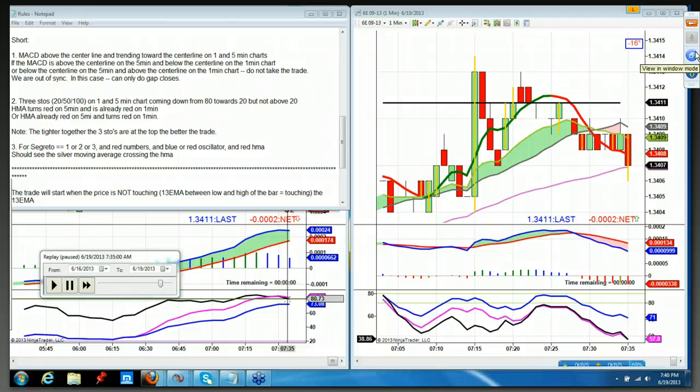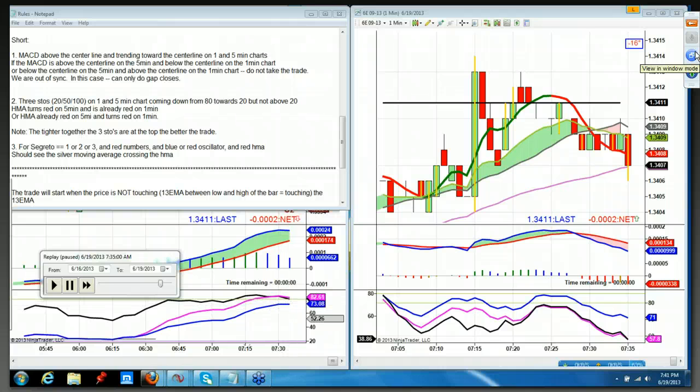I like where the stochastics are at. If we look over here, the MACD is trending towards the center line here. So we do have matchy-matchy. Then next we look at the three stochastics on the 1 and the 5 coming down from the 80 towards the 20, but not above the 20. Some of you are going to wait for all three of these to come down. That's perfectly fine. I've done that myself.